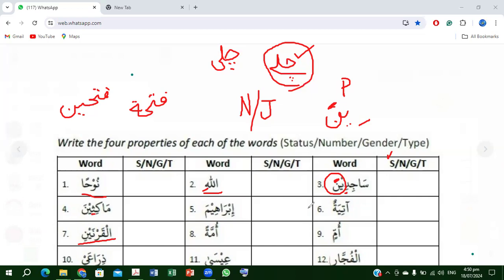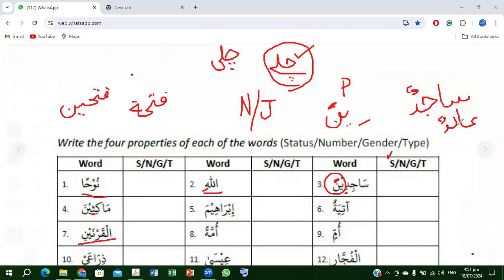Now what I was going to explain is that, as you said, it is a status of nasab and jar. But how do you recognize the ya noon combination? For example, if it is sajid, sajid means the one who prostrates, sajidun. Who is sajid? The one who prostrates. Like hamid, the one who praises, abid, the one who worships, abidun, the one who worships.